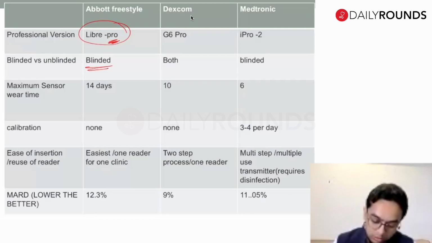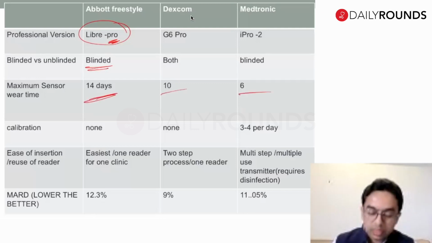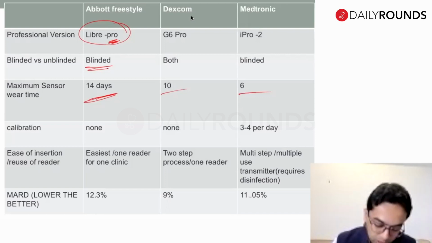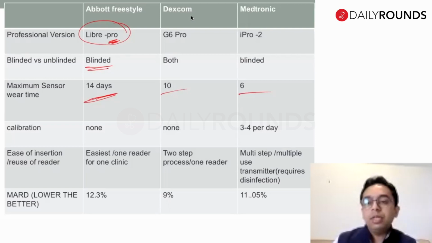Okay, so this works for 14 days, this works for 10 days, this works for 6 days. Calibration is not needed in the pro version, it is needed in Medtronic's version. And then I'll tell you all those steps, you can just leave it for now. MARD is the difference in the values, so lower would be a better CGM.